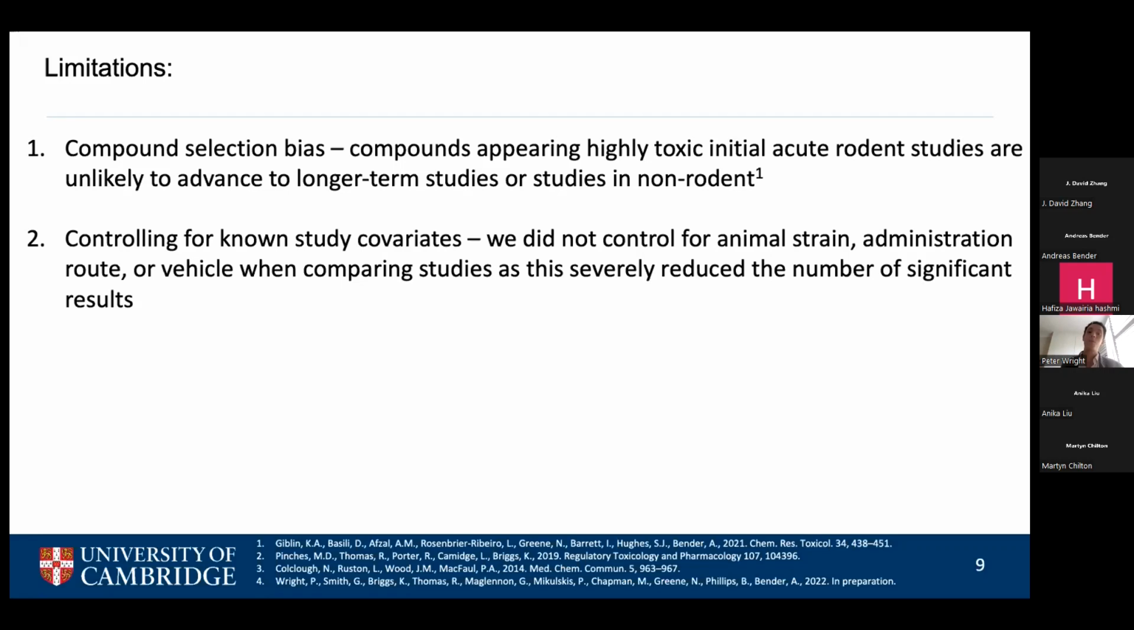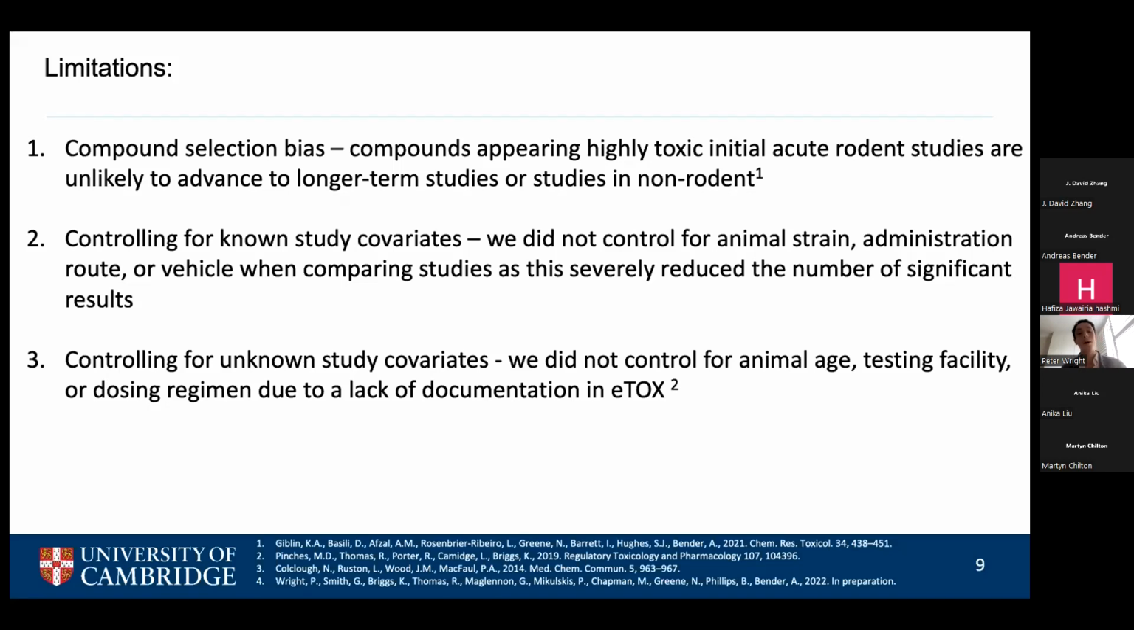We didn't control for some known study covariates which were documented in eTOX, for example, administration route. So a target organ toxicity observed in rodent after IV administration may have been compared to a dog target organ toxicity observed after oral administration. And we did this as splitting the data set up even more would severely reduce the number of significant results, but this is definitely a caveat.